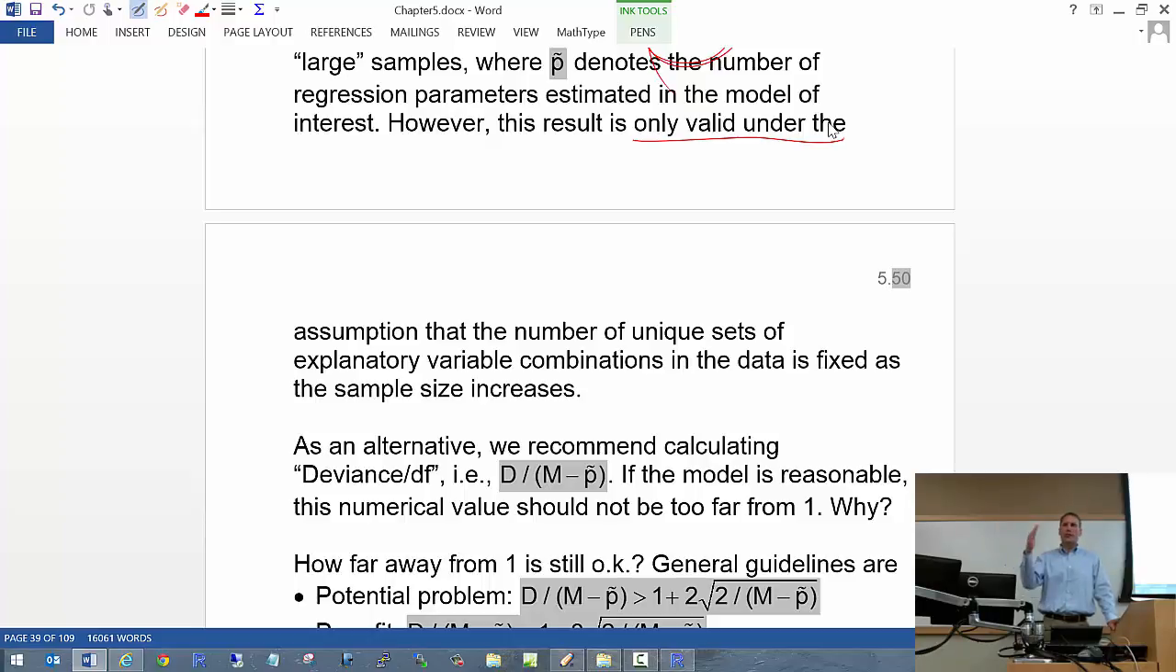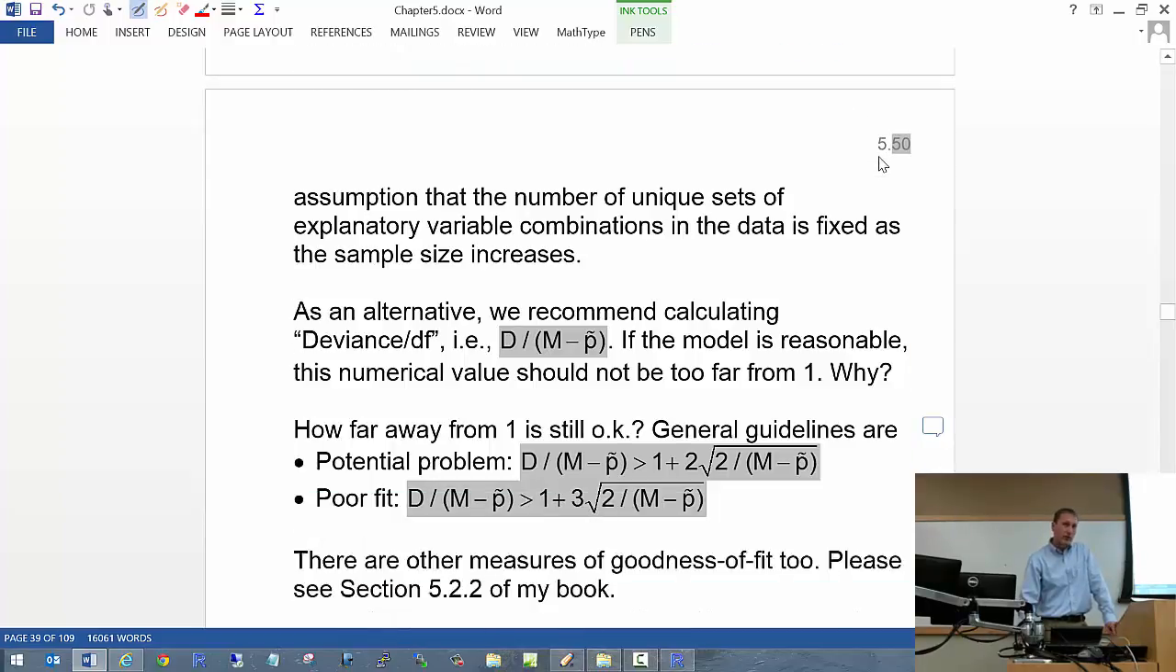What's going to happen as your sample size increases? Are you ever going to get the exact same explanatory variable value? No. So then the issue is that the number of unique explanatory variable combinations is going to continue to increase. And this actually invalidates the mathematical theory behind developing this chi-square distribution approximation. So that's an issue. Because of that, often it's not very useful to use that chi-square approximation.